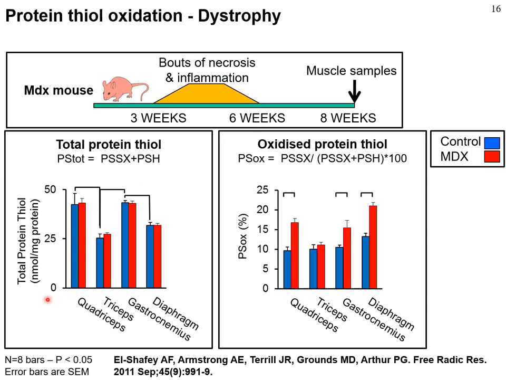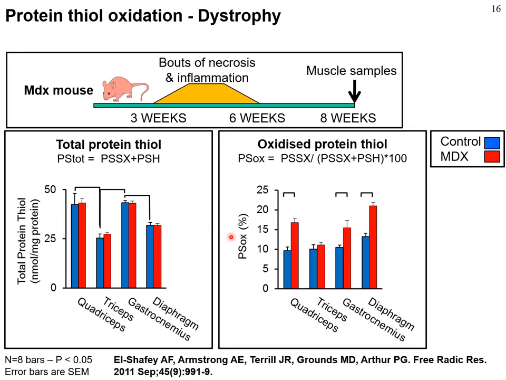The first thing is that we looked in different muscles, so quadriceps, triceps, gastrocnemius and diaphragm, to find out whether there were changes in total protein thiols. And in red is our dystrophic mouse, in blue is our control mice. And you can see that there's no real variation between MDX and control mice, although there are variations in the total amount of protein thiols between different muscles.